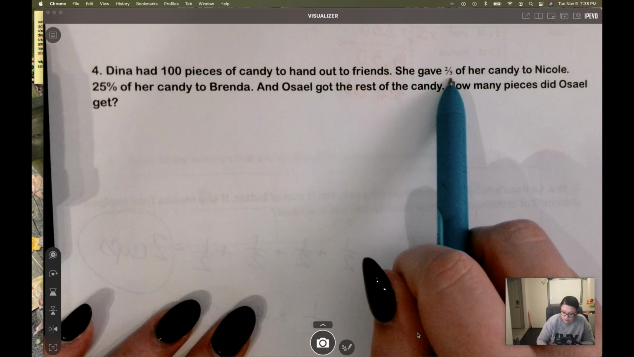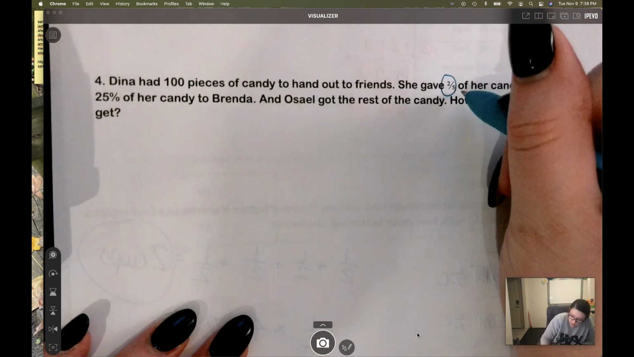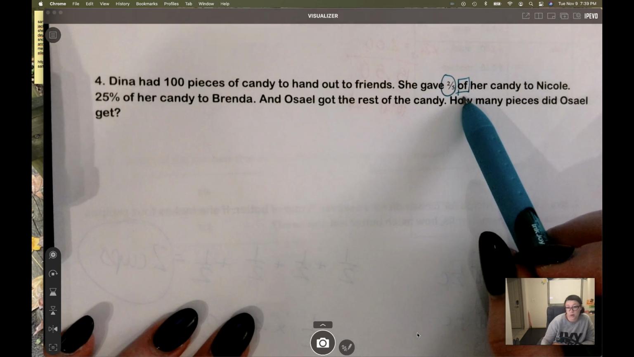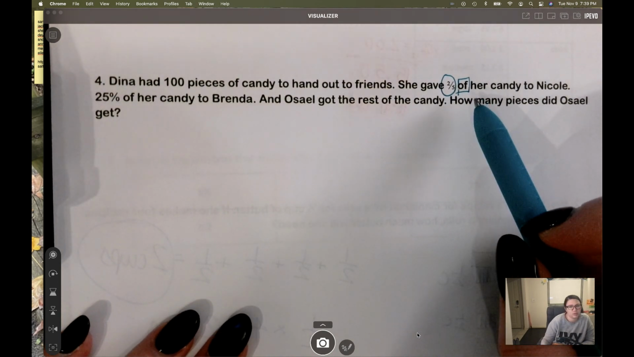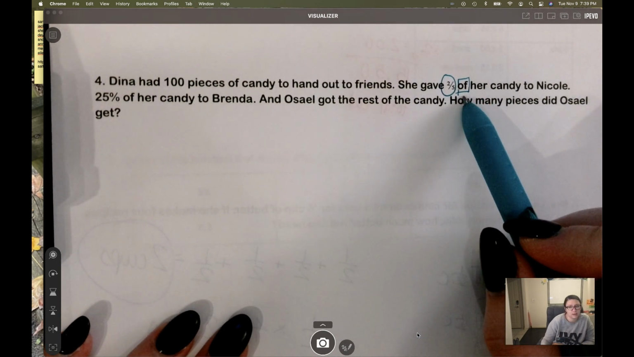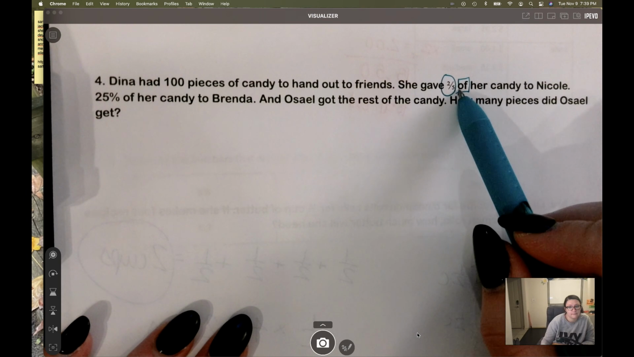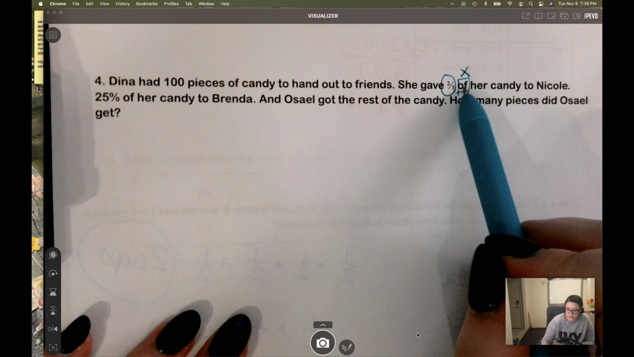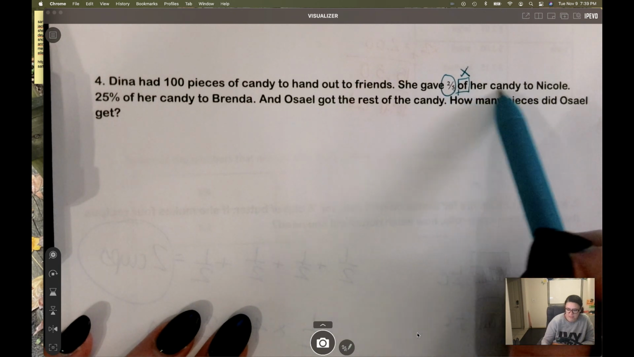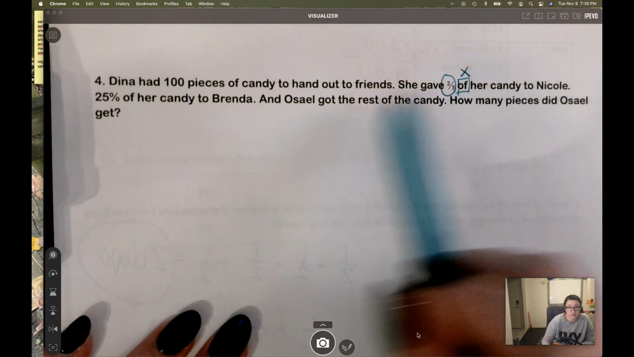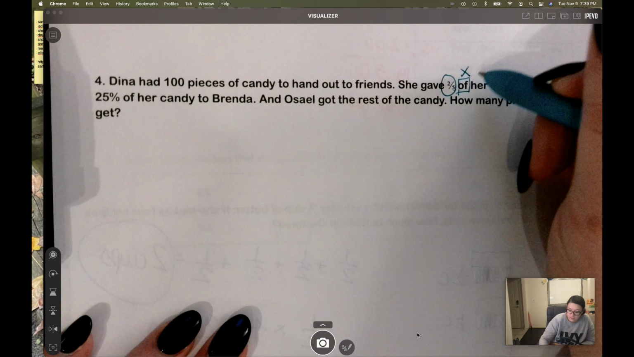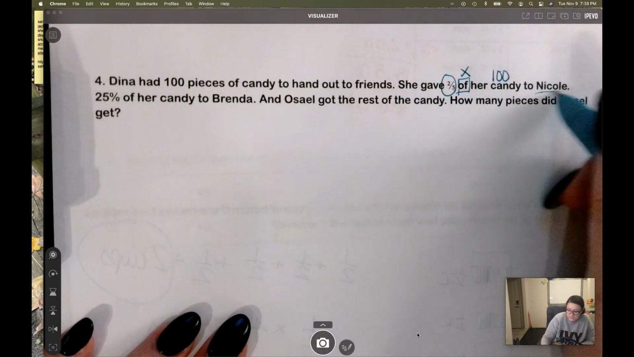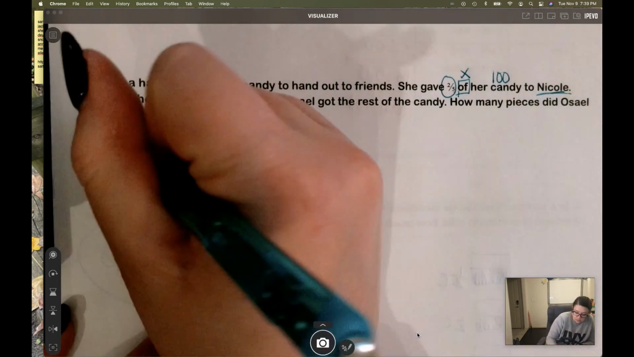She gave 2/5 of her candy to Nicole. Of is a key word. Do you remember what operation of is a key word for? Of means multiply. 2/5 of her candy. How much candy does she have? She has 100 pieces. So I need to do 2/5 times 100 to figure out how much Nicole gets.